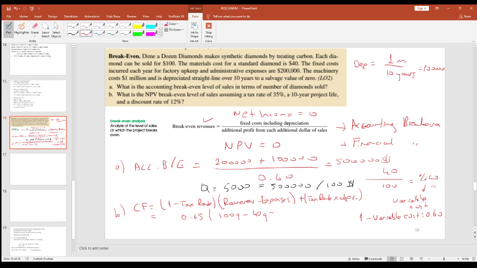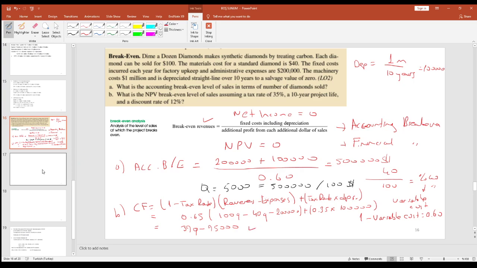Here fixed cost is $200,000, plus tax rate of 35% times $100,000 depreciation. So this reduces to 39Q minus $95,000. So this is cash flow.